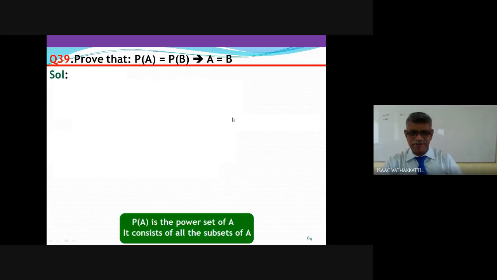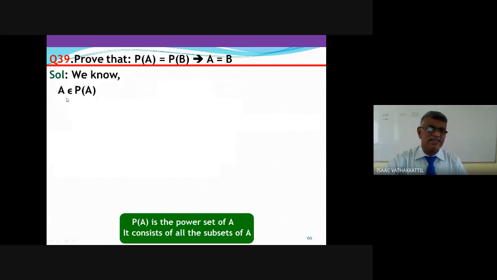PA is the power set of A. It consists of all the subsets of A. Right? Well, PA, we know, power set of A contains A. A is a member of PA because why? Because A is very much a subset of A. Any set is a subset of the same set. So A is a member of PA. But what is PA? PA is PB.